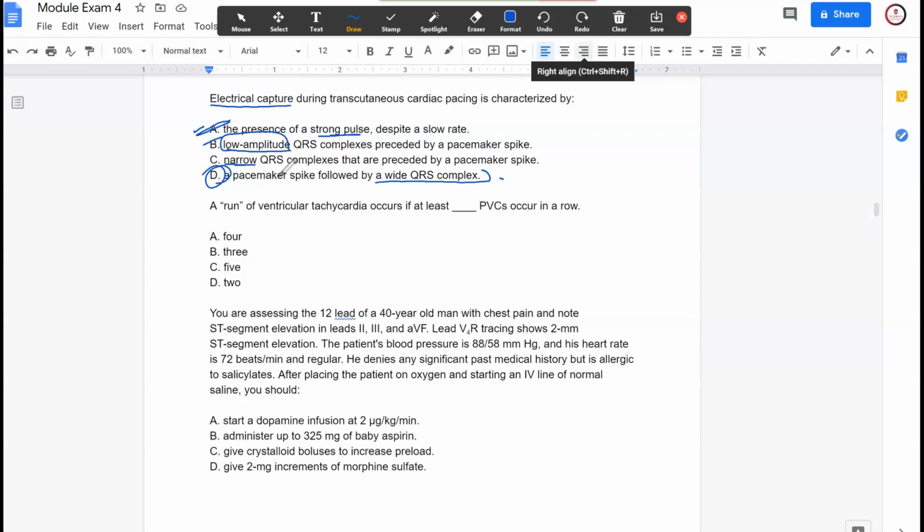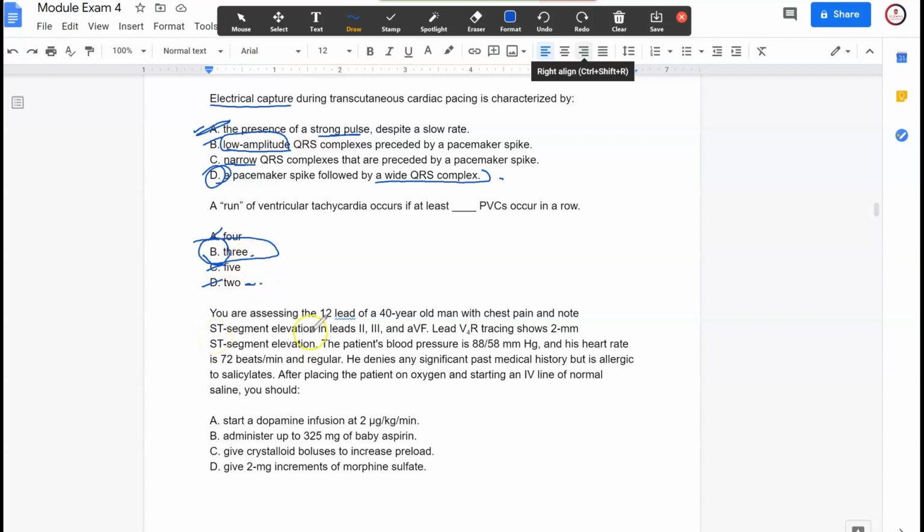A run of VTAC occurs if at least blank PVCs occur in a row. Again, it's just simple memorization. It's 3. 2 is just like couplets.